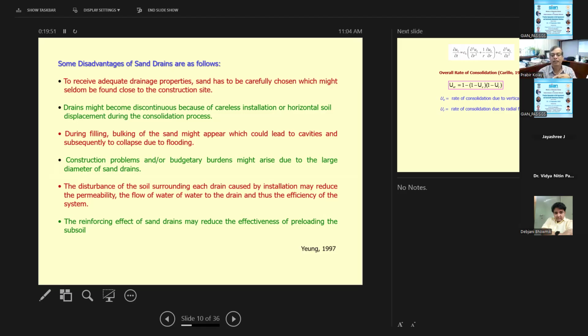Disturbance of the sand soil surrounding each drain during installation may reduce the permeability. Again, as I mentioned, the smeared zone is going to occur. Also, sand is a stiff material, correct? So sometimes, when you apply load, it acts as a sand column. So we don't want that. We want to compress the clay, correct? So sometimes it reduces the effectiveness of the preloading of the soil because of the reinforcing effect of the sand.